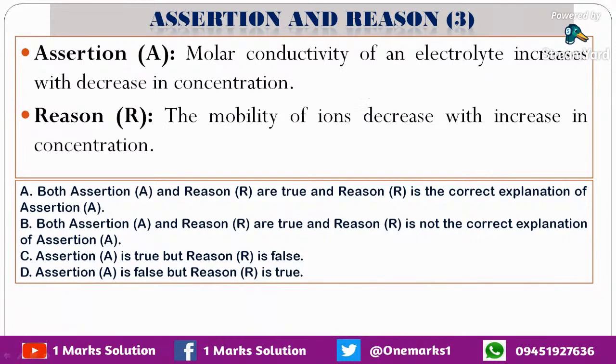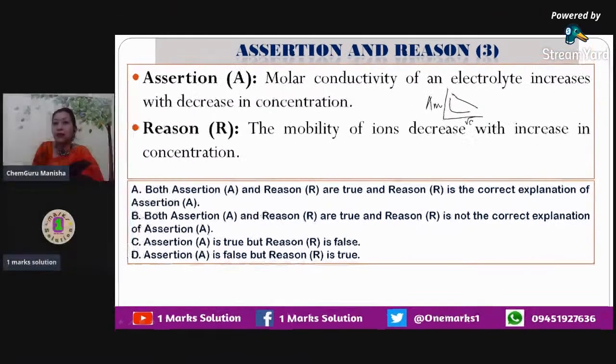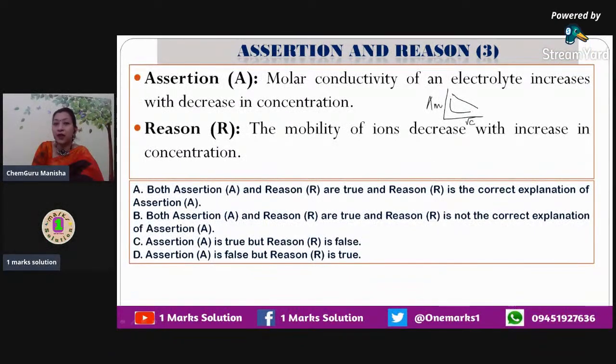The third assertion that we have is: molar conductivity of an electrolyte increases with decrease in concentration. For this, we have a simple graph. We have a graph for strong electrolytes and weak electrolytes. So this is strong electrolyte, this is strong electrolyte and this is weak electrolyte. This is molar conductivity and this is the concentration. So this is how it is varying.